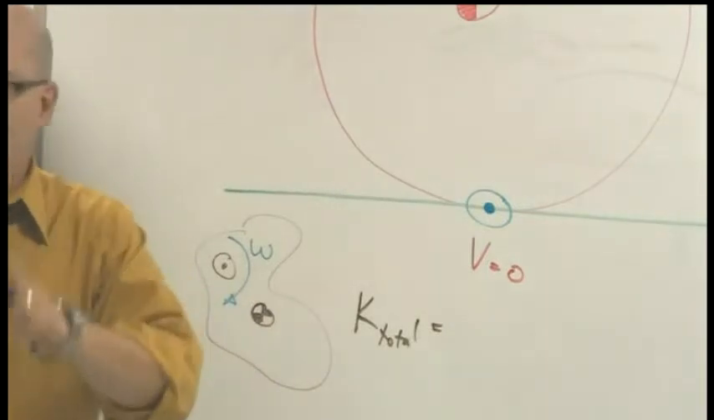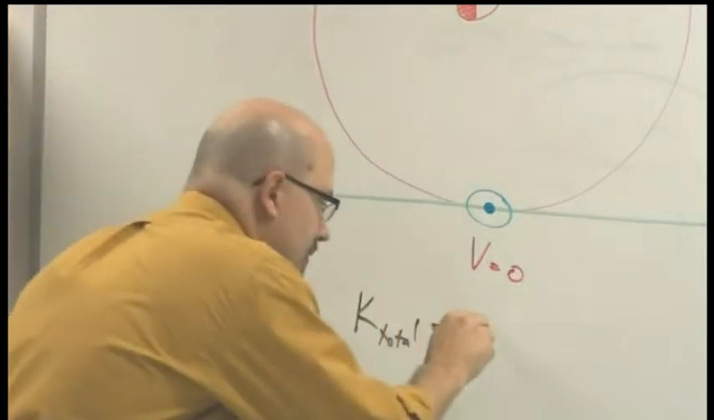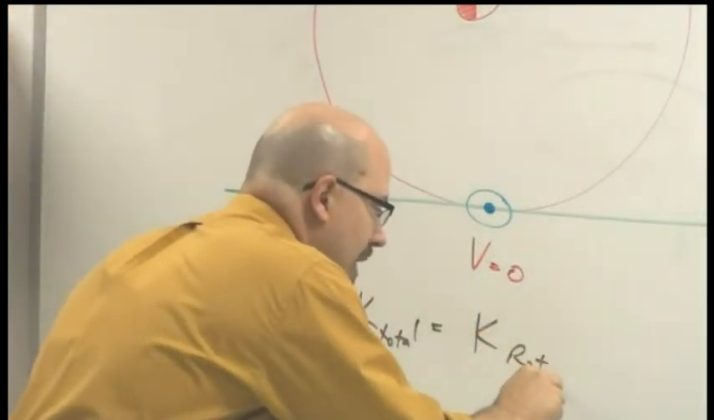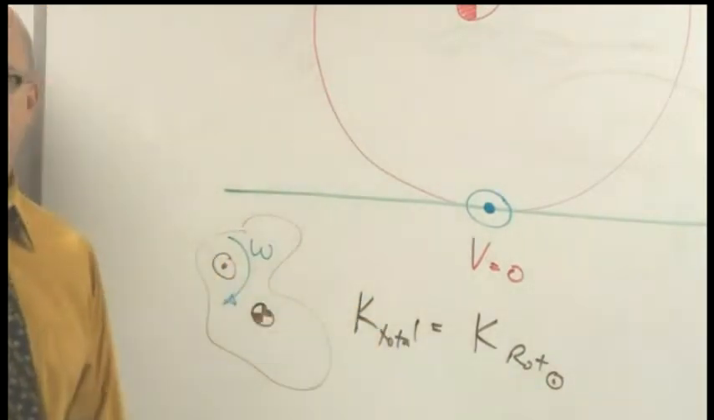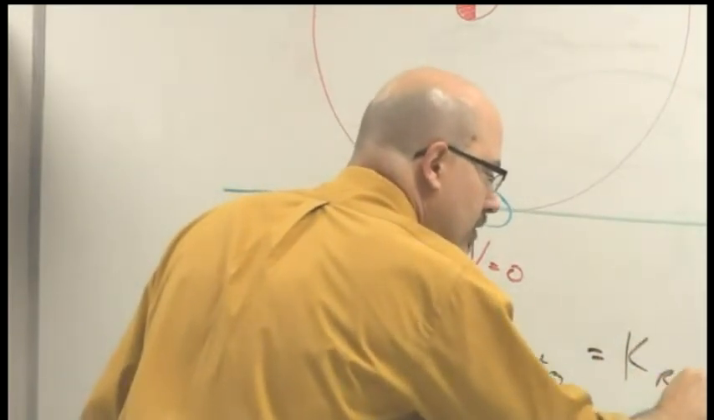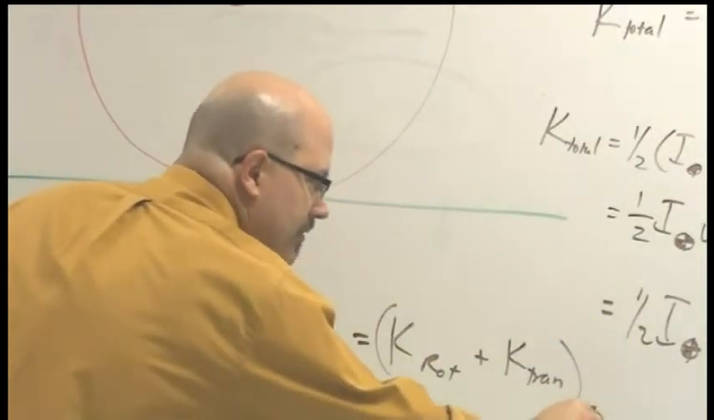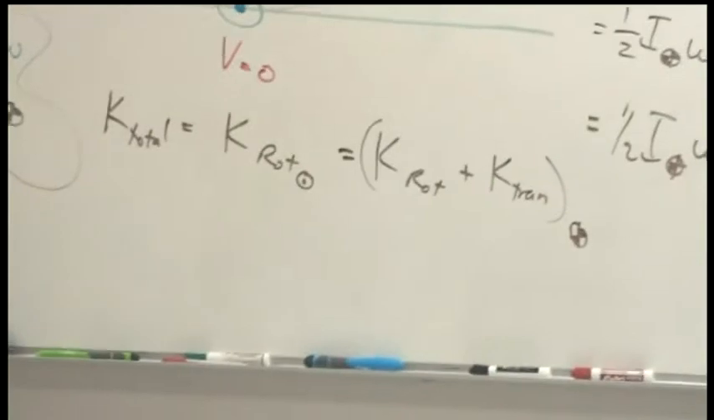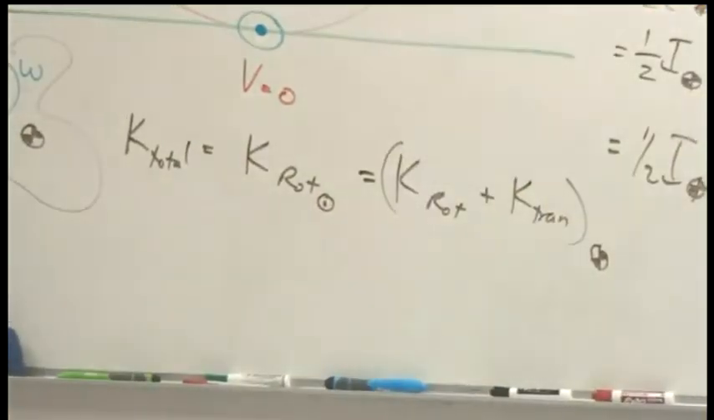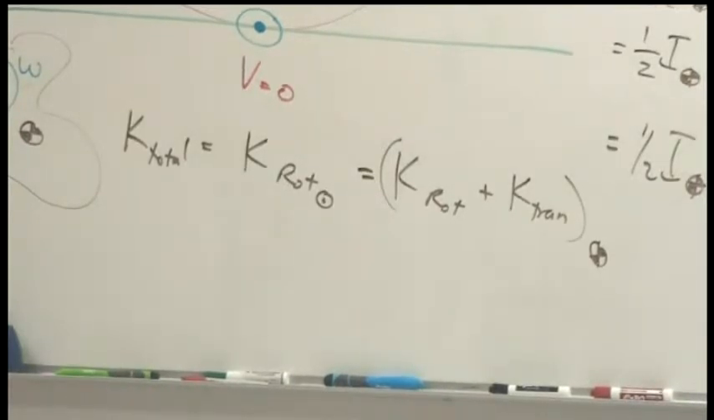you can do one of two things. If there's a pivot point that's not translating, you can do K rotational about the non-translating pivot point. Or, what could you do? You could do K rotational plus K translational about the center of mass. Either one will work. Now, which one is easier? If you have the moment of inertia about the pivot point, then it's easier to just do the rotational kinetic energy about the pivot point.